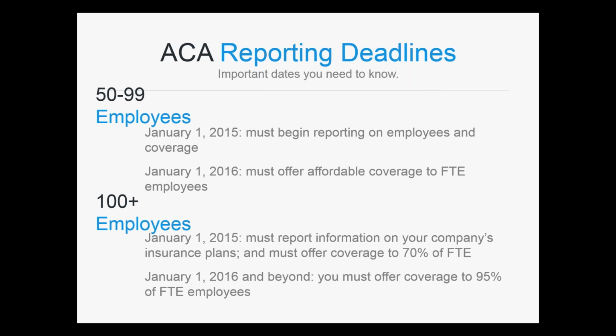January 1st, 2015, for 100 plus, you have to report information on your company's insurance plans, and you have to offer coverage to 70% of your full-time employees. And 2016 and beyond, you have to continue to offer coverage to 95% of your full-time employees.